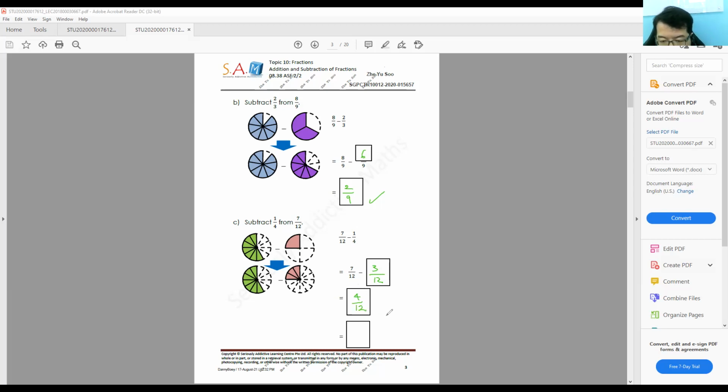Can you simplify? Yes, you can. Which number can you divide 4 and 12 by? You can do 2, but is it enough? No. Can you divide by 4? Yes, you can. So 4 divided by 4 will give you 1, and 12 divided by 4 will give you 3. So the answer is 1/3. Is it in its simplest form? Yes, it is.